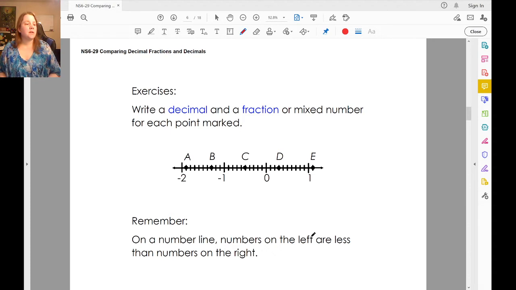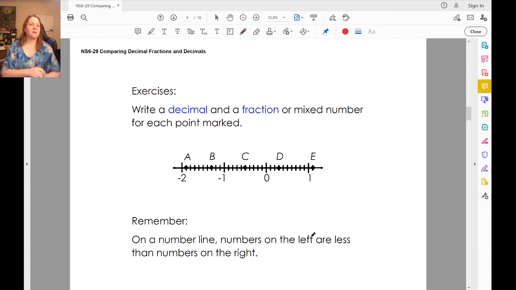Same thing here, writing the decimal or fraction or mixed number. So let's go ahead. I'd like you to try this out first. Know that this is separated into tenths, and then we'll talk about it.